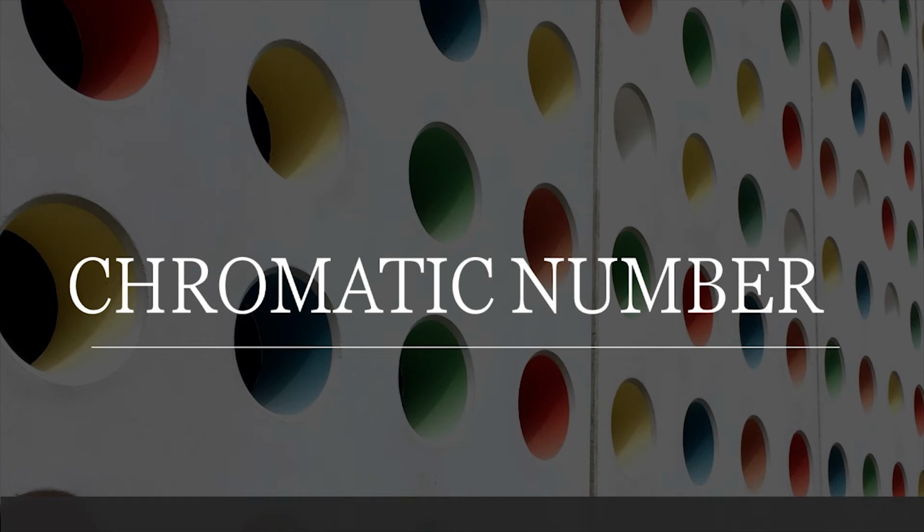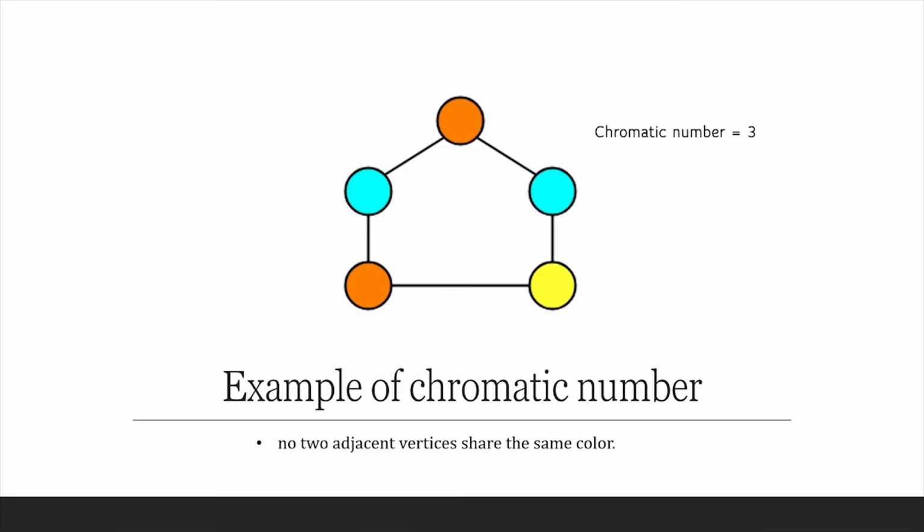Next is chromatic number. Chromatic number is the minimum number of colors required to properly color any graph, such that no two adjacent vertices are assigned the same color. Here is an example of chromatic number. To count it, in this graph, it has 3 different colors, so the chromatic number will equal 3. The rule is no two adjacent vertices share the same color. It means if the first vertex connects with the other vertices, they need to be a different color.